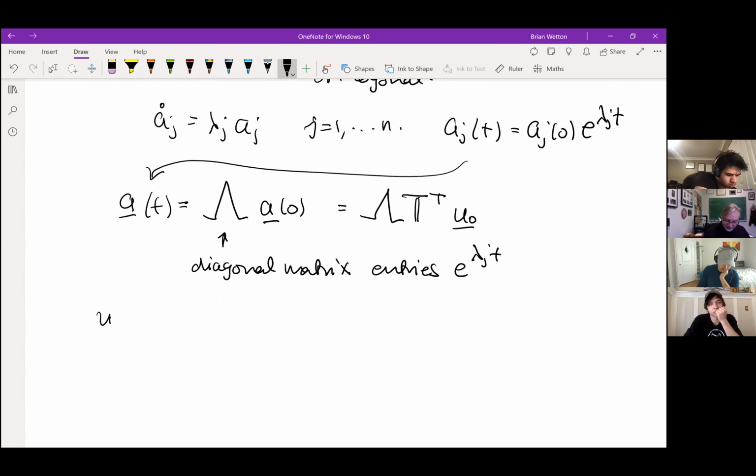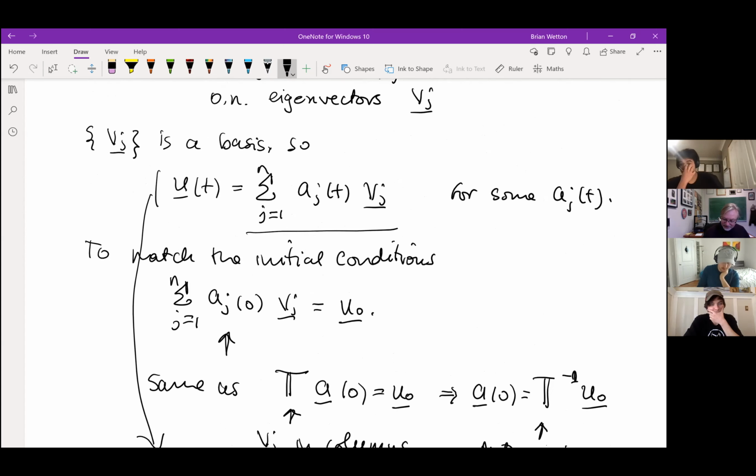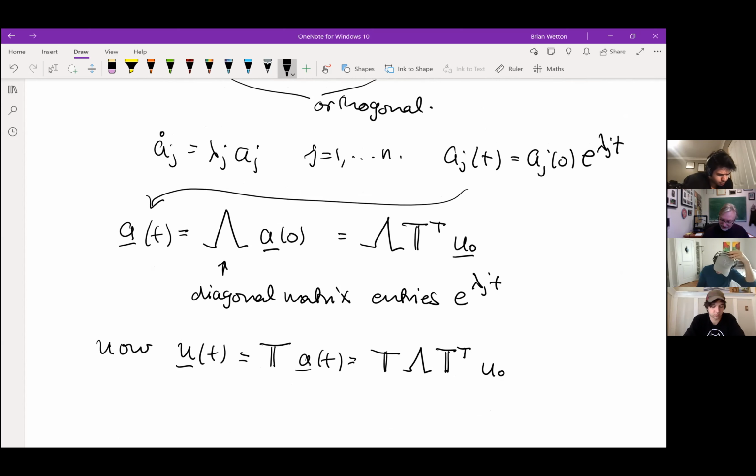Okay, and now the solution, U of T, is, well, I want to make the solution, it's just this sum, right? That's just the linear combination of column vectors, same argument we had before. It's this matrix T times A of T, and that's the matrix T, diagonal matrix with the exponentials in it. T transpose, it would be T inverse in general, but in this case with the normal eigenvectors, it's the transpose times the initial conditions.